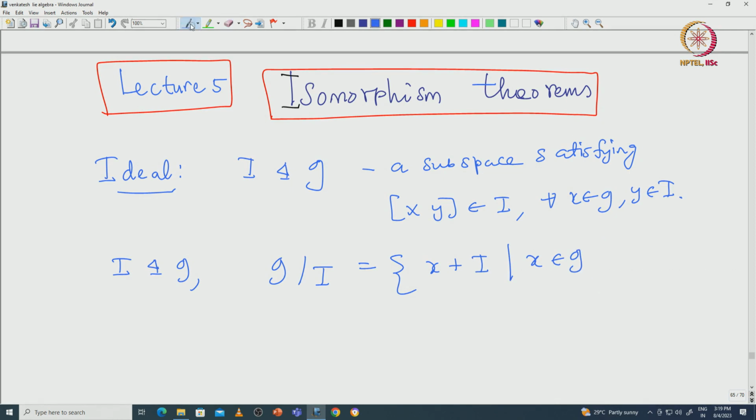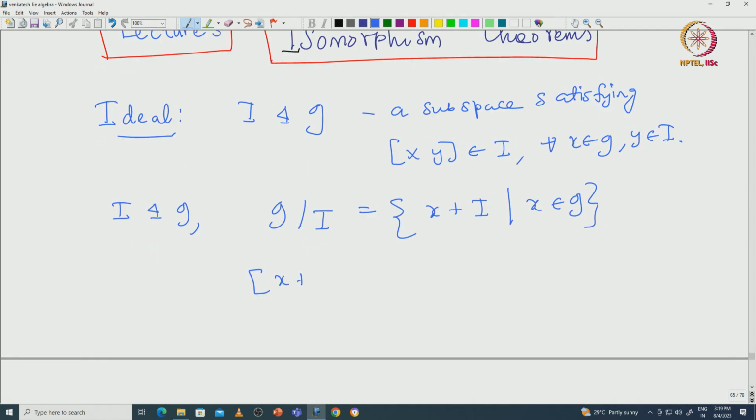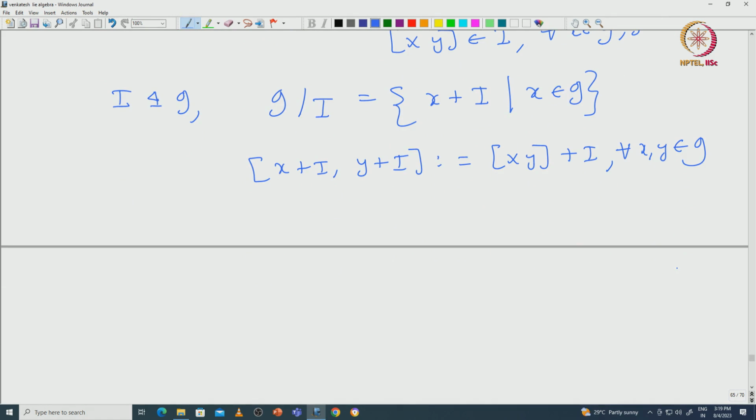Then we defined a Lie product using the Lie product of G: the bracket of x plus I and y plus I was defined to be the bracket [x, y] plus I for all x, y inside G. We verified that G modulo I is a Lie algebra with respect to this induced product, and we also saw that the quotient map, which we denoted by pi, from G to G modulo I given by x goes to x plus I, is a Lie homomorphism.